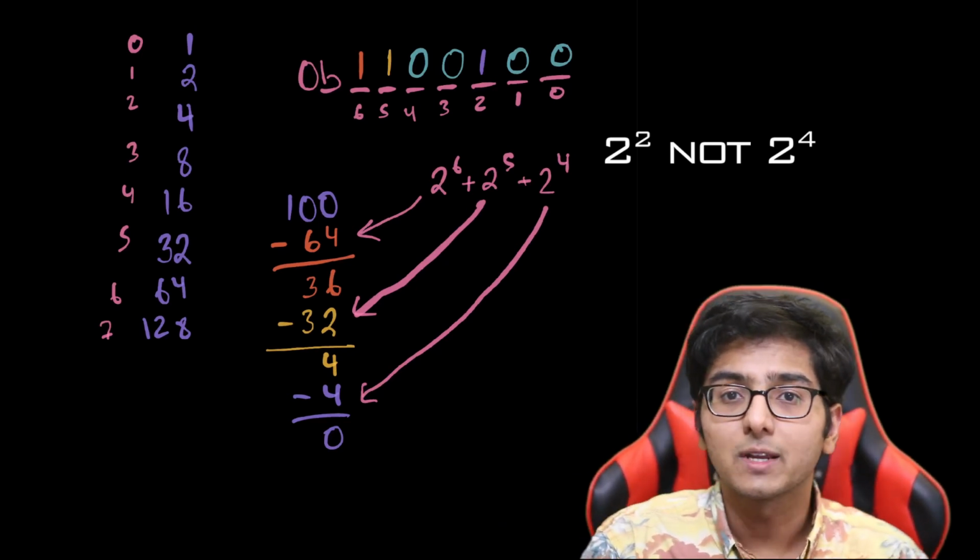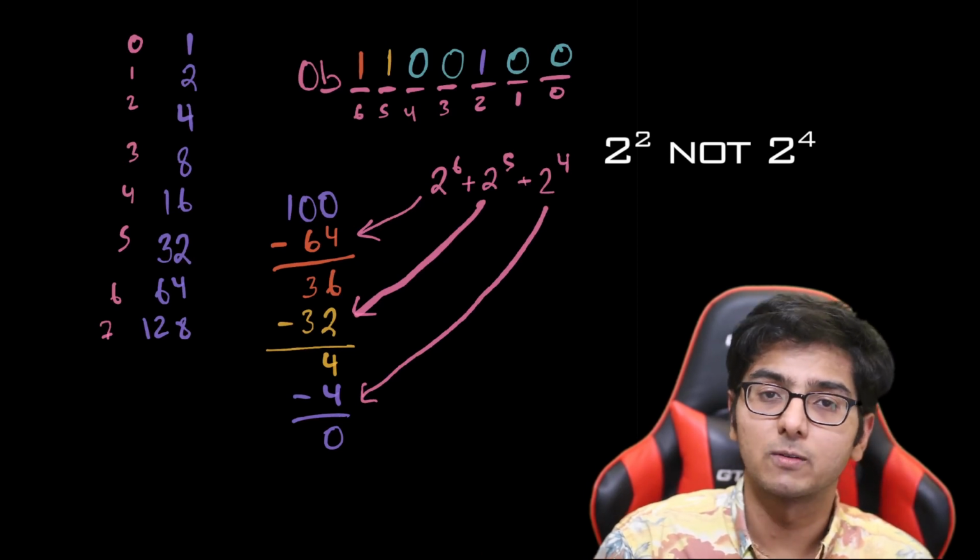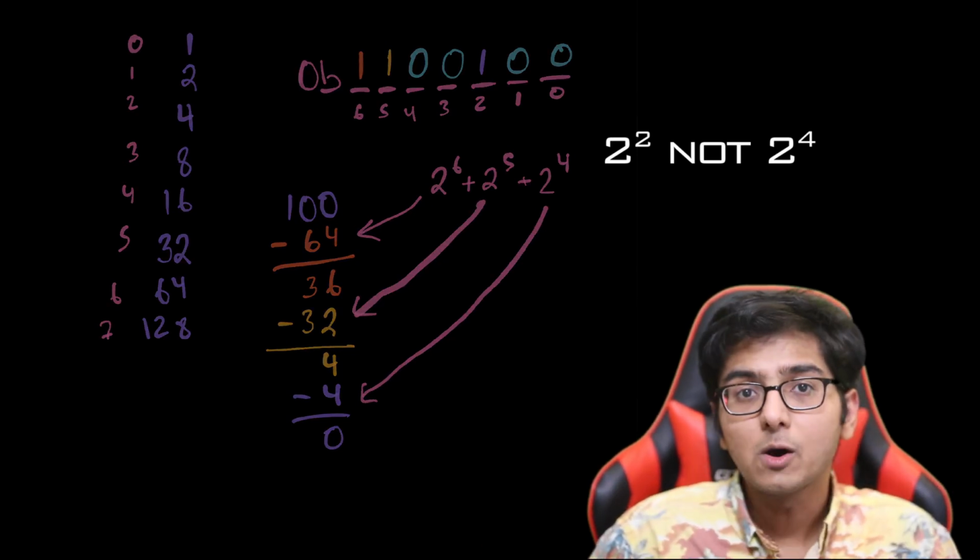This is a really neat trick, and as you get more practice with this, you'll be able to get faster and faster at it. So now we have learned exactly how to go from binary to decimal and decimal to binary.